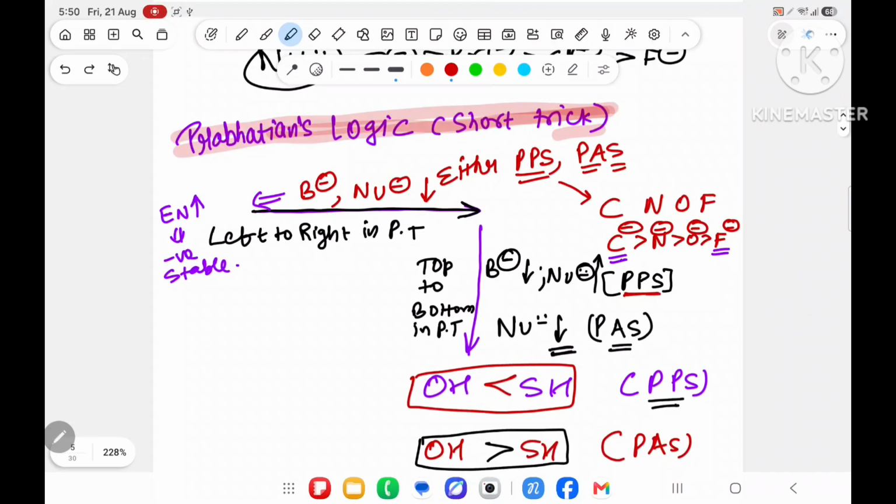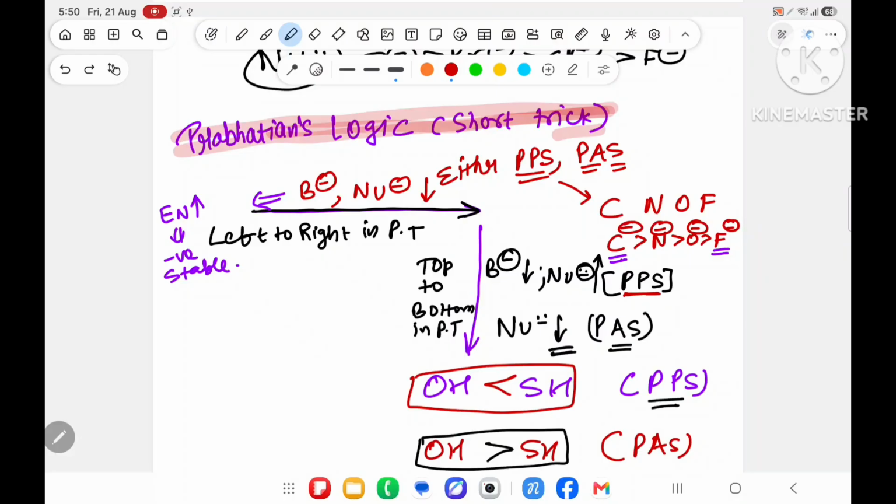Now, I hope polar protic solvent, polar aprotic solvent, and nucleophilicity everyone has understood. No confusion, without any doubt. Understood everyone? Yes, sir, understood.